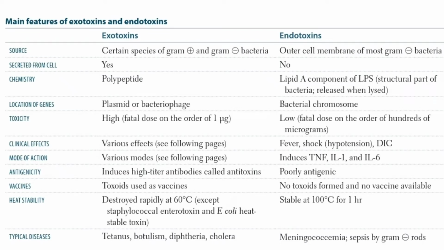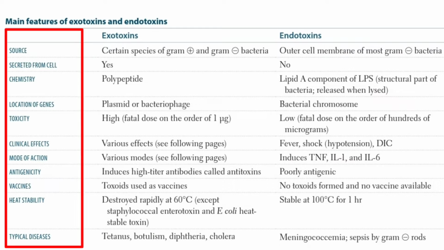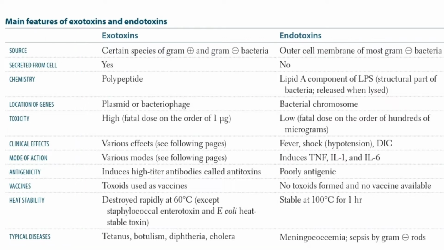Now in this video, let us discuss the main features of exotoxin and endotoxin. This is tabulated in two tables, the table of the exotoxin and the table of the endotoxin, and we are going to read the main features of those toxins on the basis of the source, secretion from the cell, chemistry, location of the genes, the toxicity, various clinical effects, mode of action, antigenicity, vaccine, heat stability, and typical diseases.